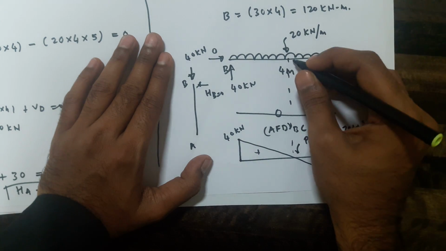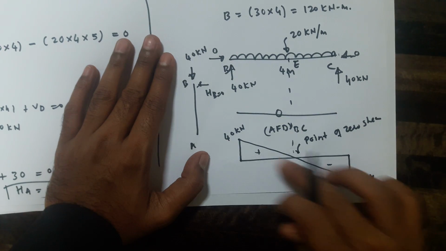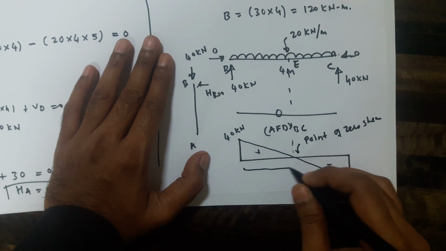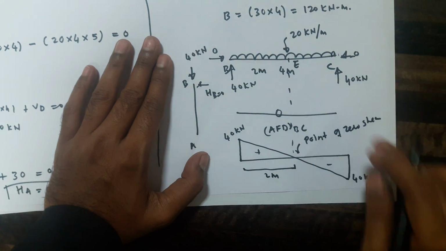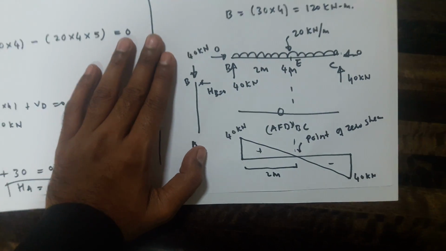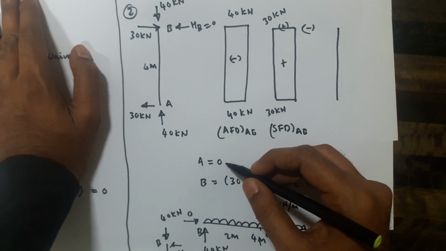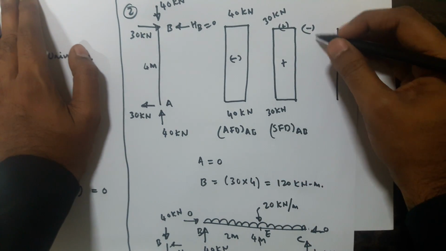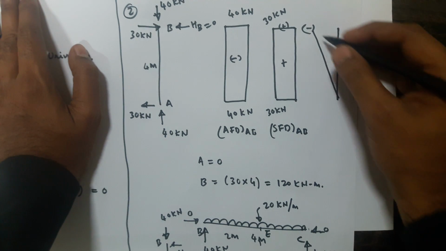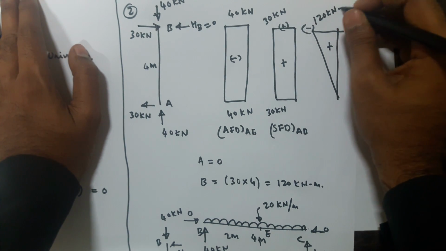Again we need to find the bending moment at this point. We will define this point as point E. Both the triangles are similar, so this distance will be 2 meter. So this is at a distance of 2 meter from B. I have not completed this. Okay, bending moment of member AB. Bending moment at A is 0, bending moment at B is 120 kilonewton meter. So the variation of the bending moment is a straight line, positive at B, 120 kilonewton meter.